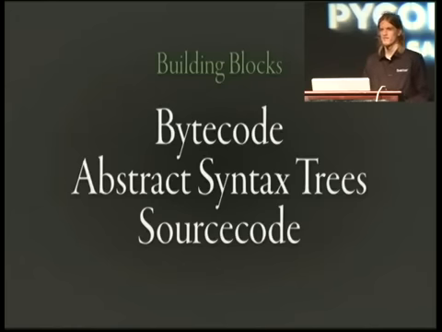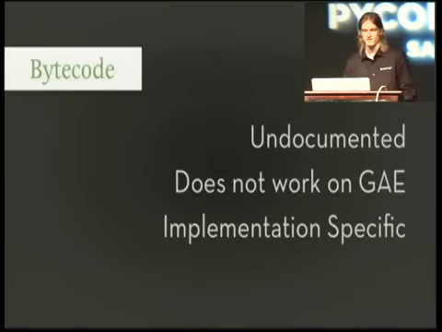So the building blocks are bytecode, which is the very low level, the abstract syntax trees, and the source code. So what are the problems with bytecode? The biggest one is it's undocumented, and it doesn't work on certain environments, such as Google App Engine. And this is hugely implementation specific. The biggest problem there is that the instructions actually change from one version to another of Python.